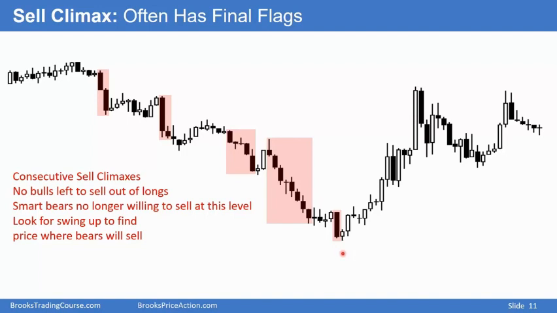The smart bears, they're no longer willing to sell. After a series of sell climaxes, they start taking profits. So the strong bears are buying, taking profits, and the strong bulls are buying, betting that we'll get a profit-taking rally. Even though this small double top bear flag does not look very impressive, it can be the end of the bear trend. When you have a series of sell climaxes, the final bear flag is often very small, 1 bar. Here it's 4 bars, yet it can lead to a major reversal.